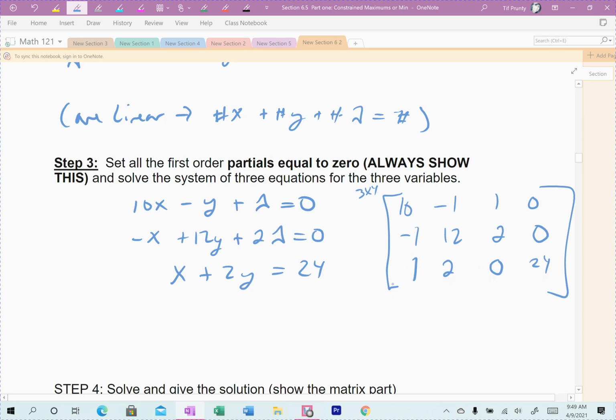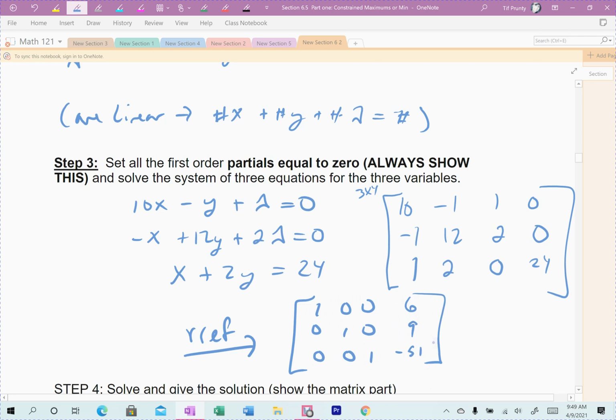You type it in like that, a 3 by 4, into your matrix calculator. You do your RREF of that matrix, and you get the following resulting matrix. It should have the nice diagonal of 1s, 0s everywhere else, and then just numbers here. In this case, the numbers are 6, 9, and negative 51. Remember, this column represented the x values, this is the y values, lambda, and this is the constant. So x, y, lambda, constant. The first line is always the x value, the second line is always the y value, and the last line is always the lambda.